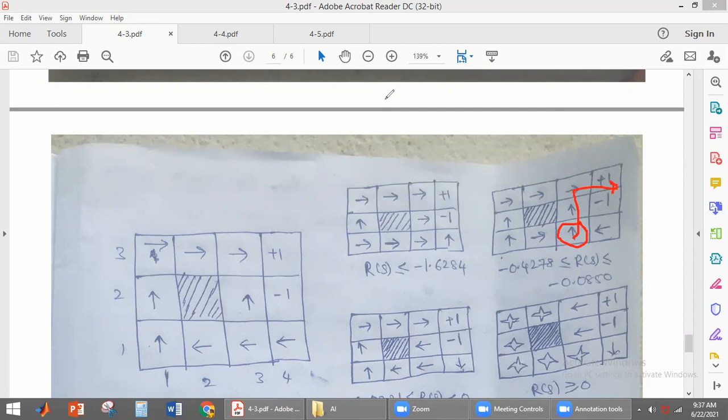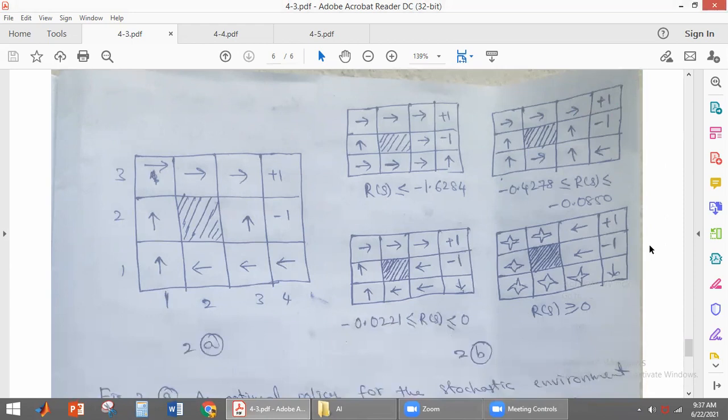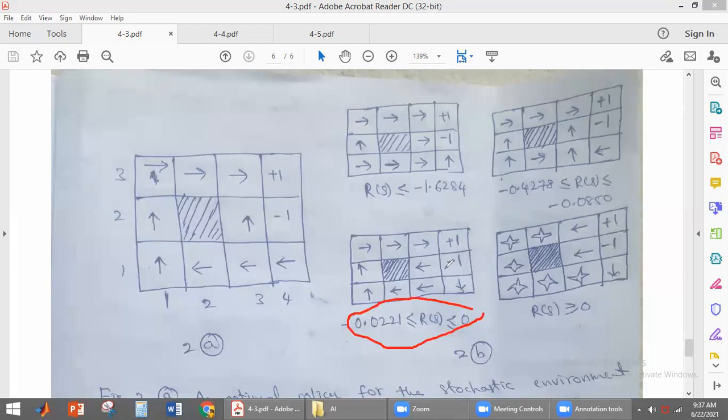Okay. And if the reward value is in this range, what is that? The agent doesn't want to take the risk of entering -1. That is why you see here the states near the -1 will always be pointed away from the -1. So it doesn't want to take the risk of entering into -1. Okay, the reward will be given by this value.